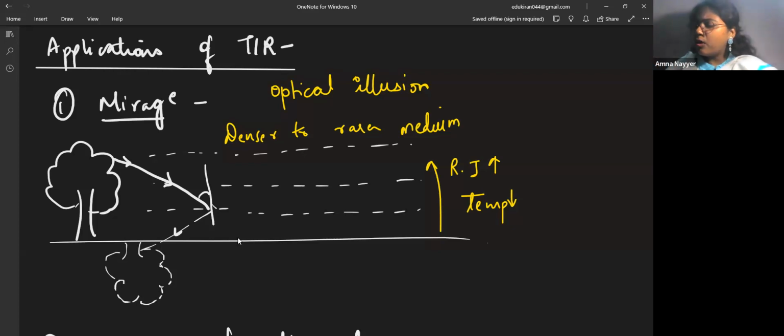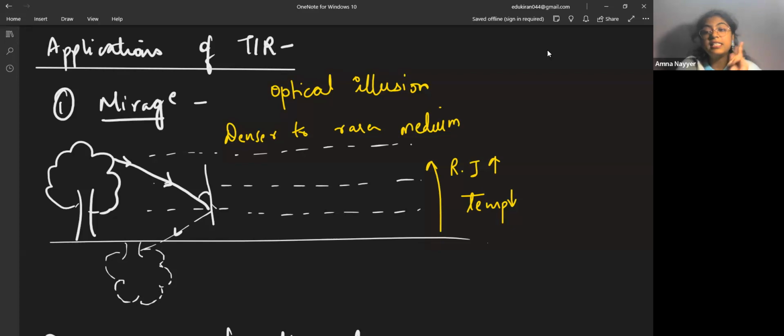On very dry, heated roads, you will see that water is present at a certain distance. Actually, it's not water, it's an optical illusion. Basically, mirage formation occurs. The reflection of the sky is there, which seems like water. And when you go near the water surface you were seeing, you will not see anything. You will see a simple, dry, hot road. So these are certain applications. That's why I'm saying just read about mirage formation.